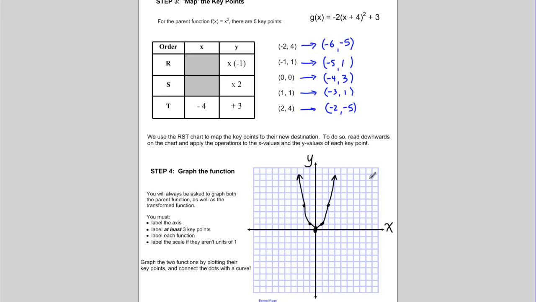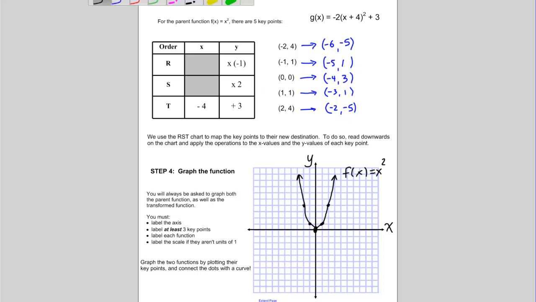A nice rough sketch of our base parabola, or our parent function, and we'll call this f of x equals x squared. Or you can just call it y equals x squared. It doesn't matter. They both mean the same thing. Okay, so now we're going to take our new transformed points and plot them on our graph.